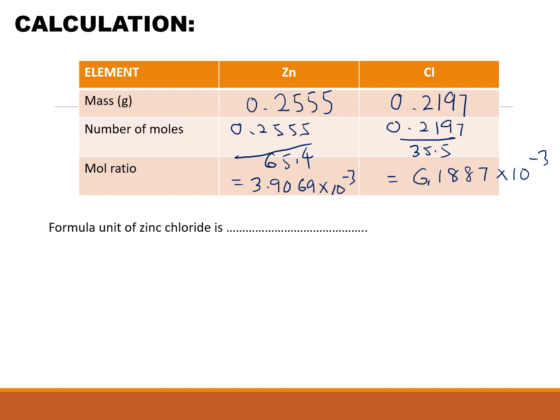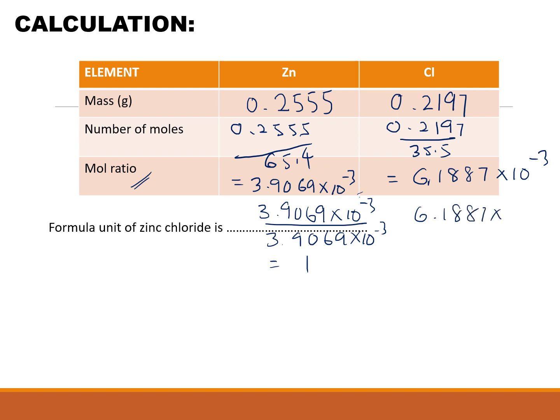So to get the mole ratio, I will divide by the smallest mole. The smallest mole is for zinc. So 3.9069 times 10 minus 3 divided by 3.9069 times 10 minus 3. So I get the answer 1. But for chlorine, 6.1887 times 10 minus 3 divided by 3.9069 times 10 minus 3, I will get the answer 1.58. 1.5 you can round off to become 2.